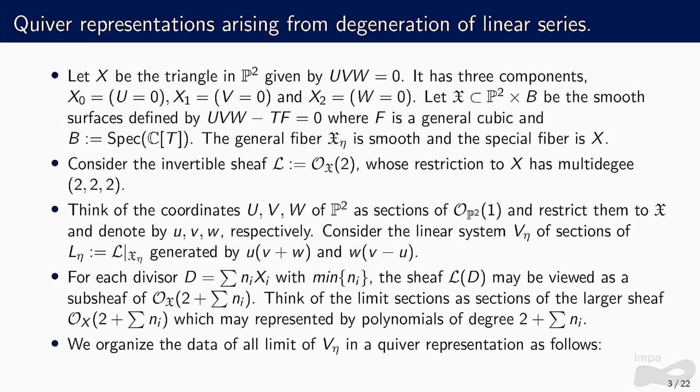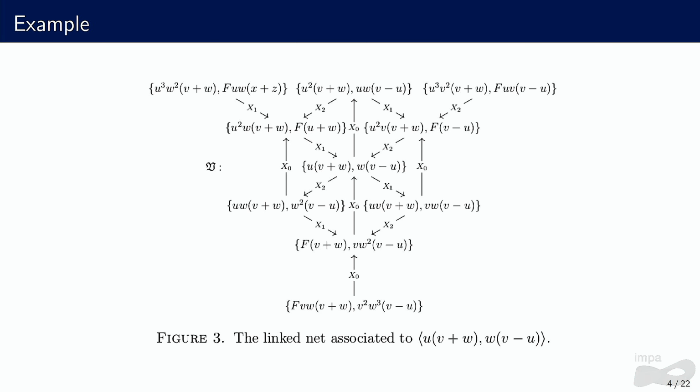Well, we have infinitely many limits. We can compute them by twisting this sheaf and looking at the limit sections as sections of a larger sheaf. So the question they were considering in a series of 2 articles is, how do we organize this data? The short answer is in a quiver representation. The quiver representation that we have in this example is this.